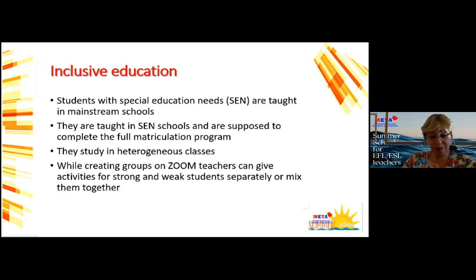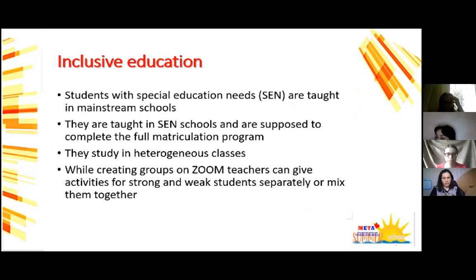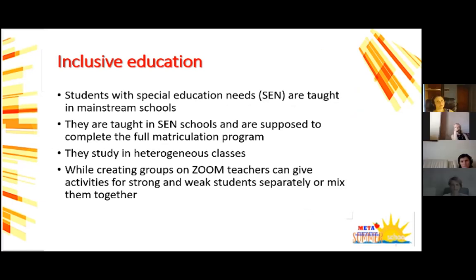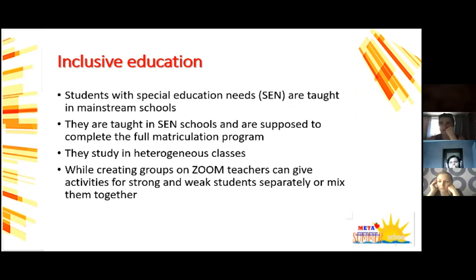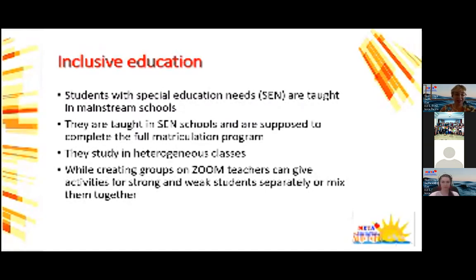On Zoom, we can place the students in different groups as we want. So it doesn't matter if they want to communicate with other students or don't want to. Of course, they can ask you to talk to their friends, but sometimes we don't have an opportunity. So we can use Zoom to place them in different groups. And we can give special tasks only for weak students, or for both weak and advanced students together. For instance, weak students can just ask questions and advanced students can answer.